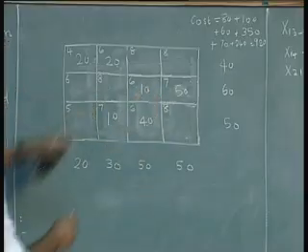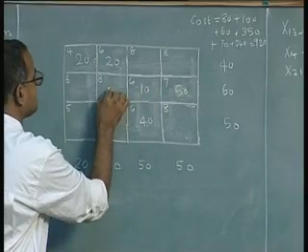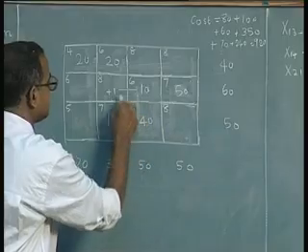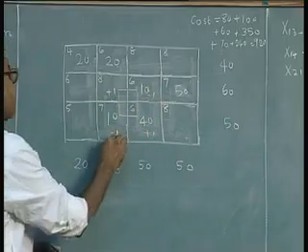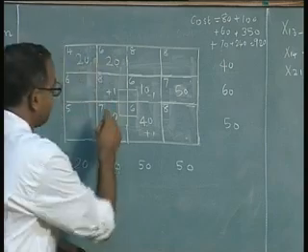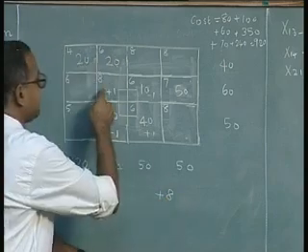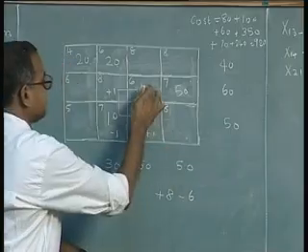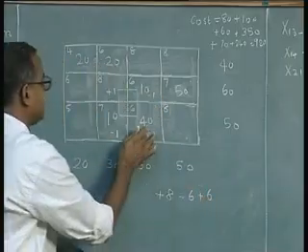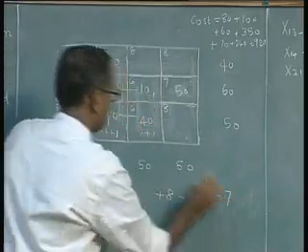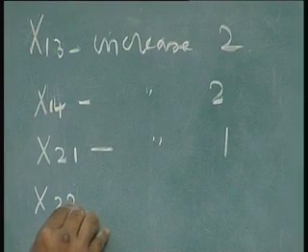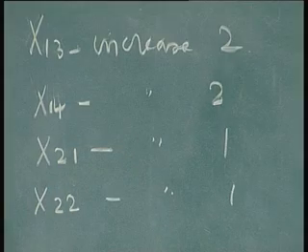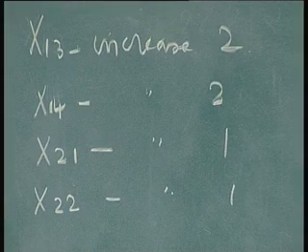Now let us look at this position and put a plus 1 here. So the loop is like this, minus 1, plus 1, minus 1. So the effect of this will be plus 8 from here, minus 6 from here, plus 6 from here, and minus 7 from here. So this is plus 1. So trying to put it in x22 would give an increase of 1. There are still 2 more positions, so we look at both these positions.